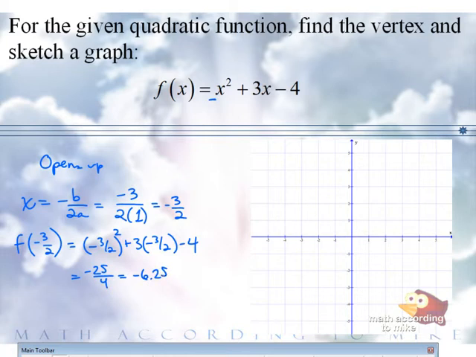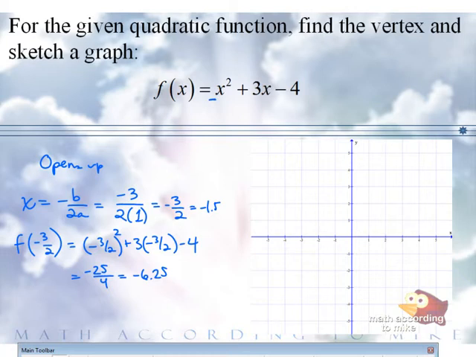So remember, if you do not use parentheses, that's bad. Parentheses are the seatbelts of mathematics. They keep you safe. So our vertex is negative 1.5, negative 6.25.